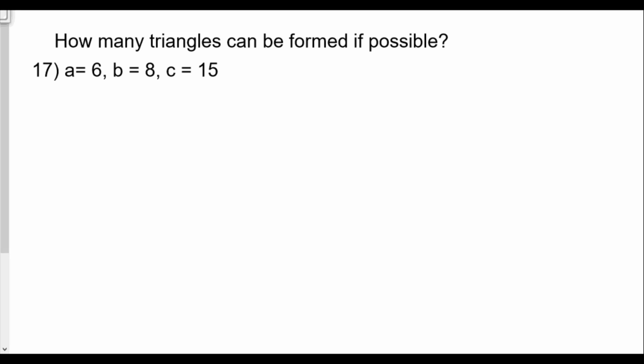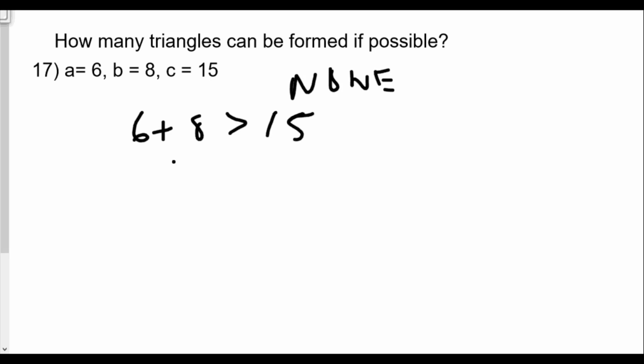We start with 17. The sides A, B, and C of triangle ABC are 8, 6, and 15. And we see here the answer for this one will be none. Now you say, well, why none? Well, we know the sum of the two smaller sides has to be greater than the third side of any triangle. And since 14 is not greater than 15, it's not possible to get a triangle here.